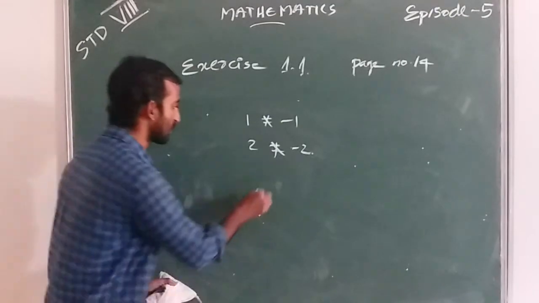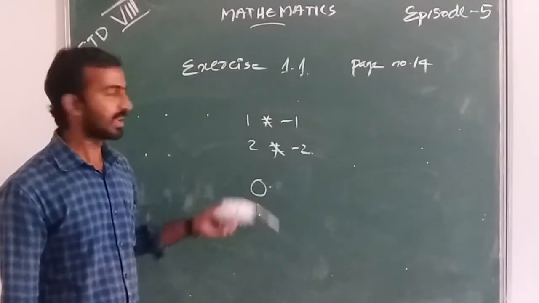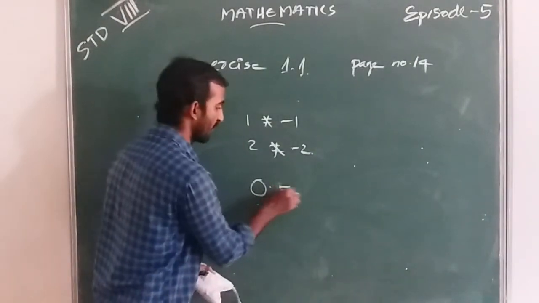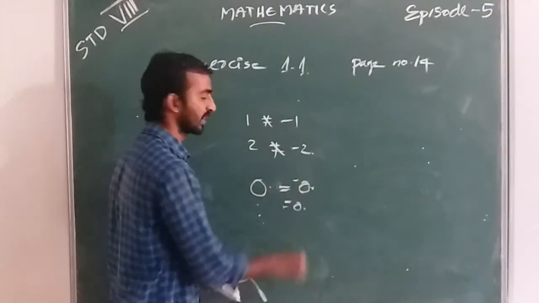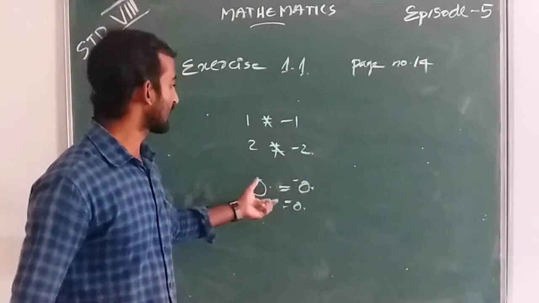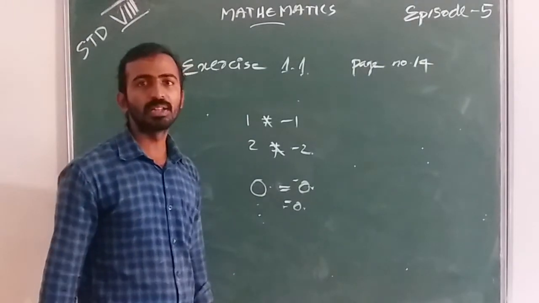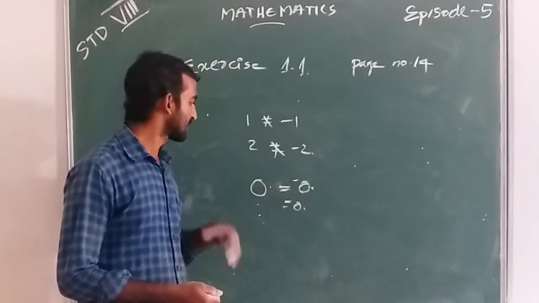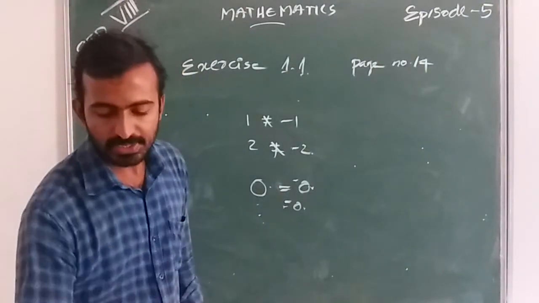But in the case of 0, here 1 is a rational number, minus 1 is also a rational number, 2 is a rational number, negative 2 is a rational number. In the case of 0, we can write 0 equal to negative 0 equal to 0. That is, 0 is a rational number, and when we take the negative of it, they are equal. The fourth one's answer is 0.